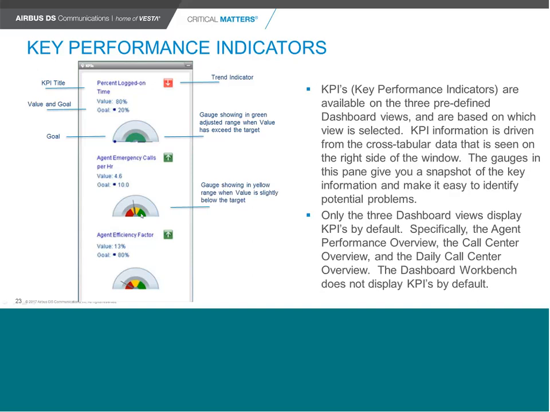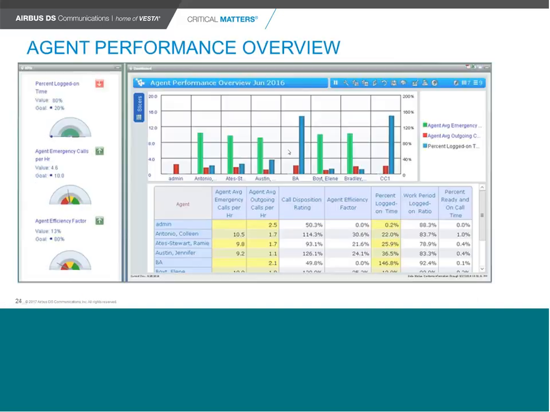The various gauges can show you if you're in a range. This one's slightly below range because it's yellow. This one's significantly below the range because we're in the red, and we might want to look at our agent efficiency today. So, those are those KPIs that are listed in some of the defaults, and we have 3 of those, one for agent performance and a call center overview and a daily overview.